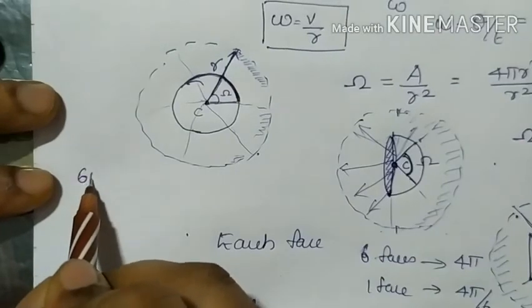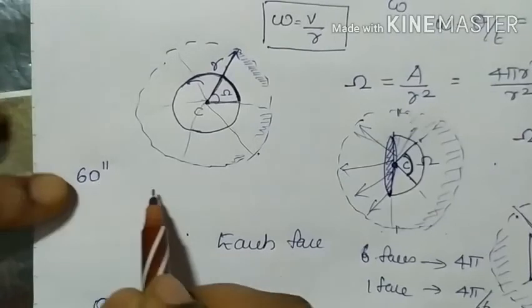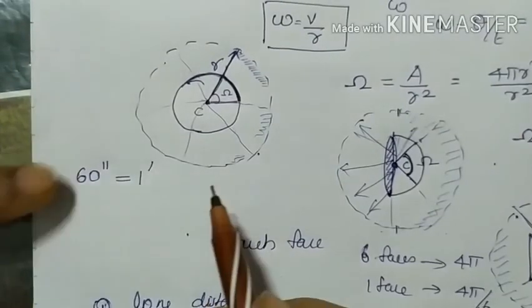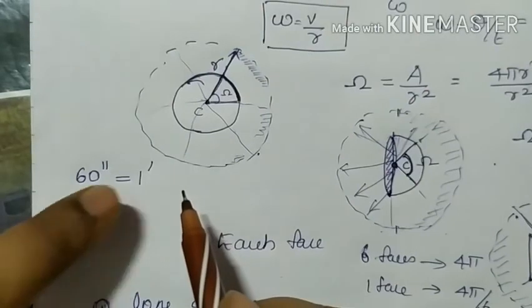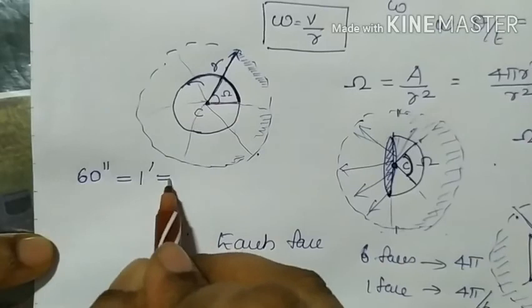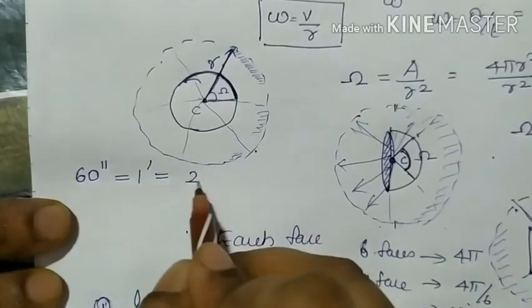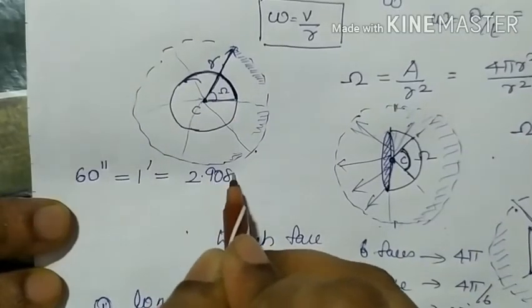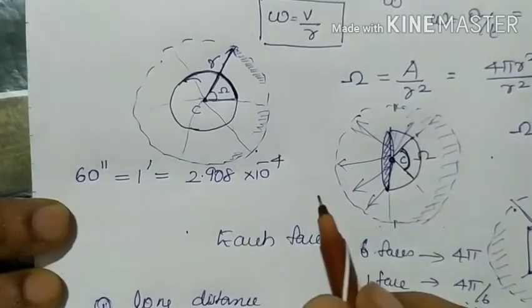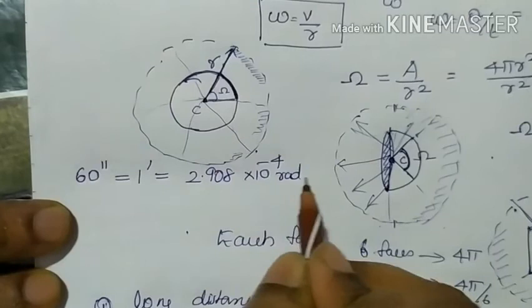Now similarly, 60 seconds, double dash, is equal to 1 minute. 60 seconds is equal to 1 minute, right? Now what is 1 minute? In radians form we just wrote it as 2.908 into 10 to power minus 4 radian.